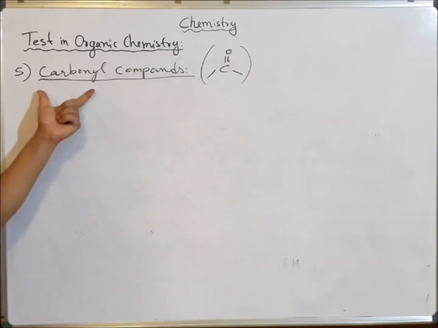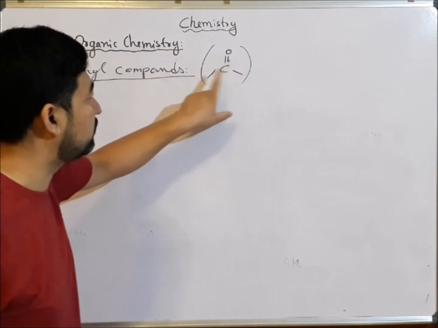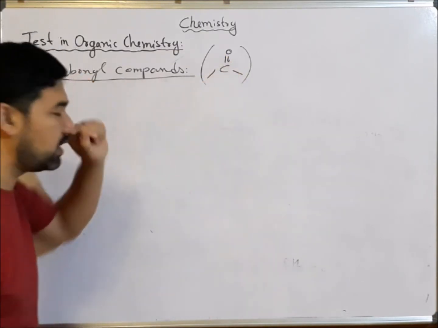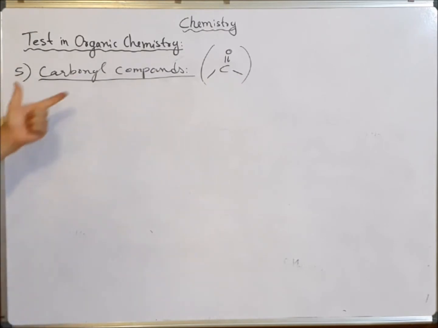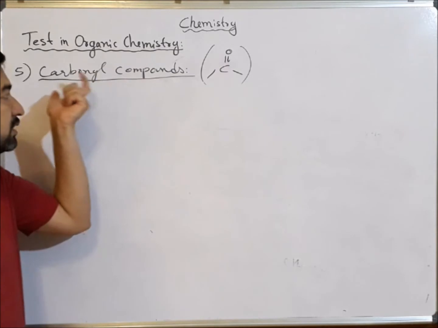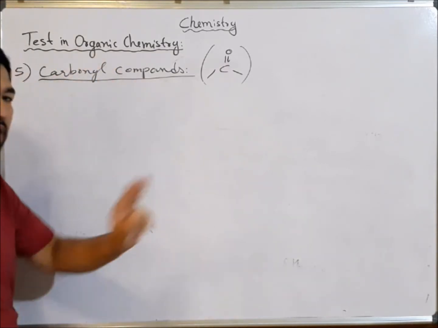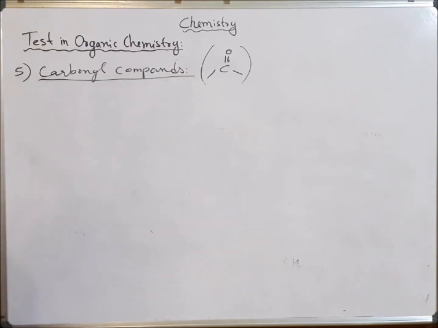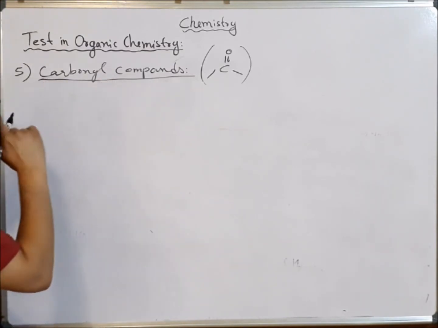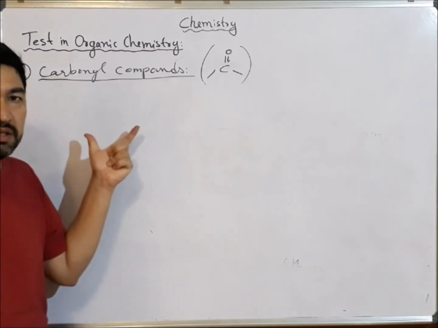The next is carbonyl compounds, which have the format C double bond O. On both sides, it could be H or it could be R. So how do we distinguish carbonyl compounds from other compounds? Remember, the carbonyl group is present in aldehydes and ketones only, not in carboxylic acids or esters. Carbonyl compounds normally give the 2,4-DNP test.